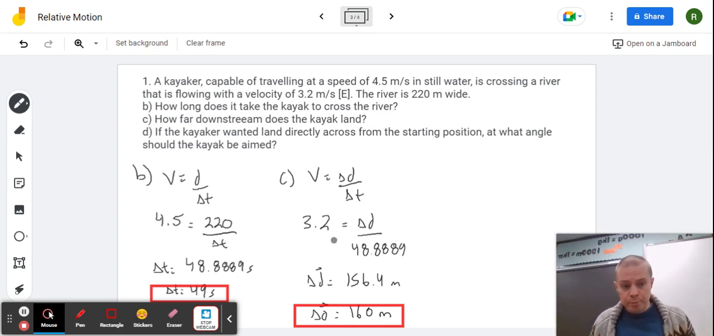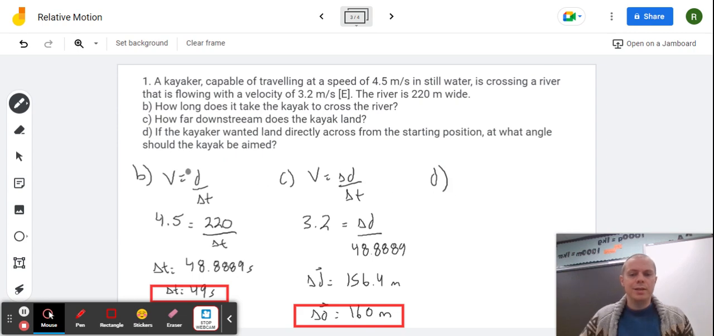The math here is really simple, right? Just v equals d over t. We use that for both B and C, but we have to think about which velocities we're using and which distances we're using and what values we need. So that's what I mean when I say that these problems are tricky to set up.